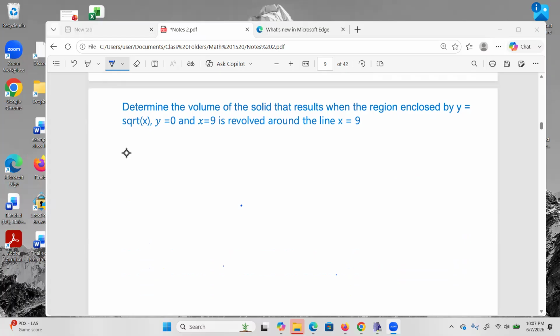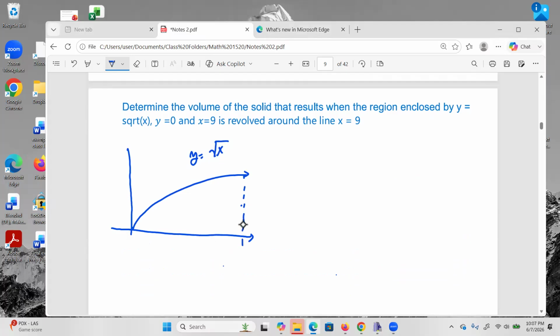Let's draw a picture. So we're going to go ahead and we have our graph here. Here is y is equal to the square root of x. We're going to call this line right here x equals 9. And we're revolving about this line of y equals 9. So the idea here is we're going to take this tiny little piece here, this delta x, and we're going to revolve it around this line. So we're going to get shells.